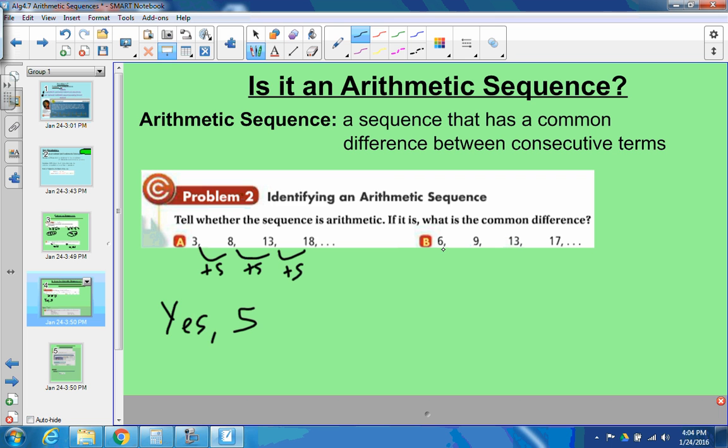Look at this one. Arithmetic sequence? Plus 3, plus 4, plus 4. So I don't even know if there's a real pattern there, and they're not going up by a common difference, so no, it is not an arithmetic sequence.